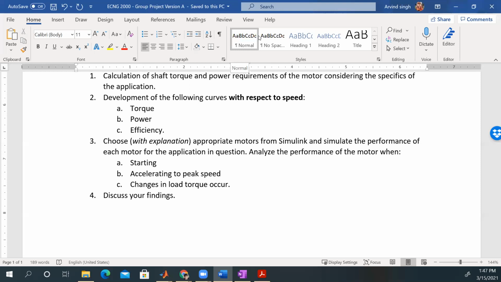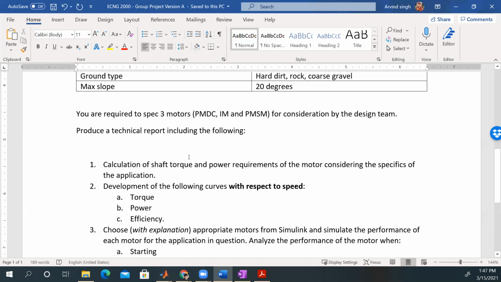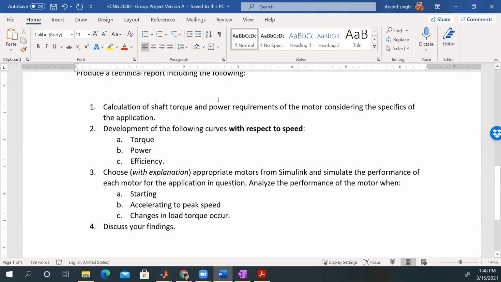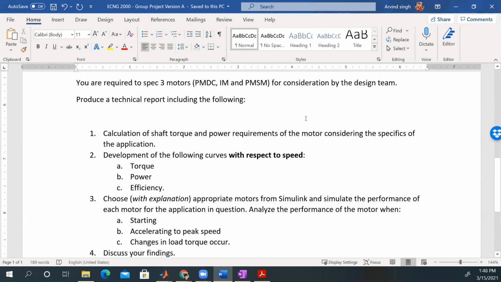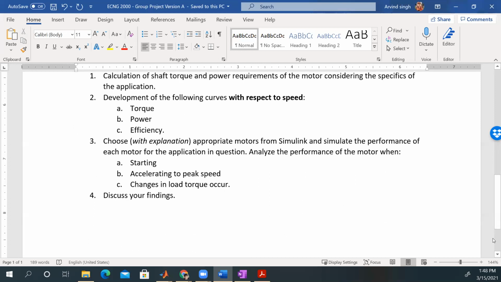right? The groups have not been released yet. That will be maybe by the end of this week or next week. And yes, it is a group project. There'll be 3 or 4 people in a group. So you'll see there are 3 motors that we're dealing with. Each person could deal with one, and everybody together could look at the specking of the motor as well as the discussion of the findings, right?